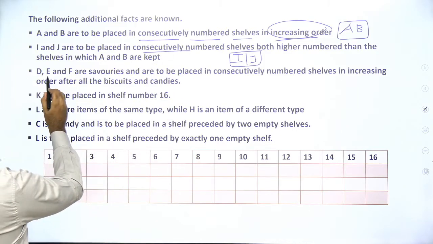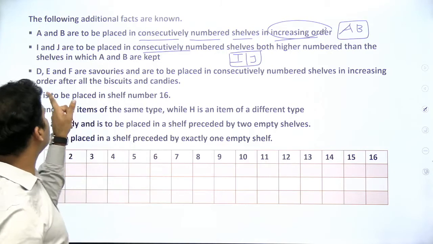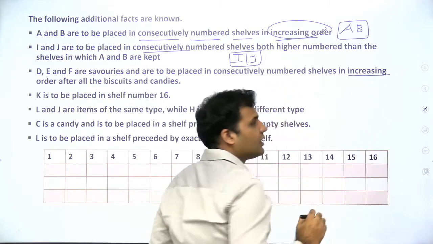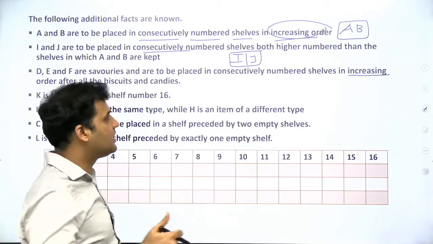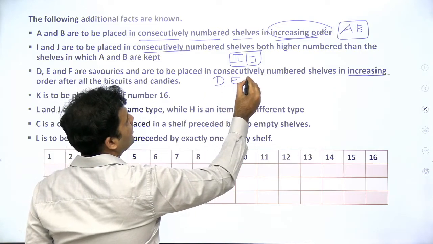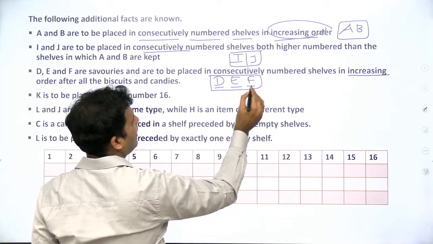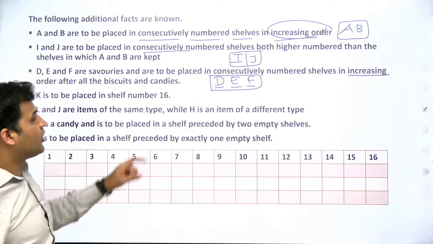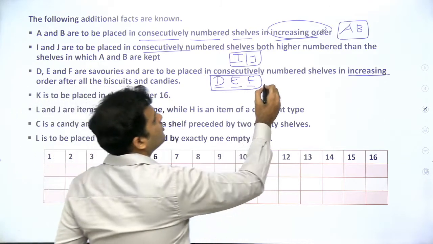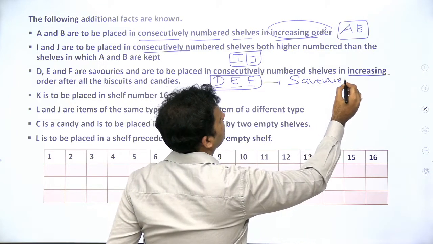Third, it says D, E, and F are savories and are to be placed in consecutively numbered shelves in the increasing order. Now again, guys, you can see that it is mentioned over here. They are supposed to be arranged in increasing order. That means first it will be D that will come, then E, and then F. So they will be placed on these three shelves like this, because it is mentioned that it's in increasing order. And all these types of items are savories, guys, right?